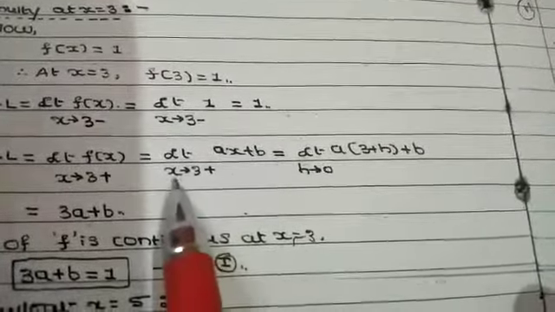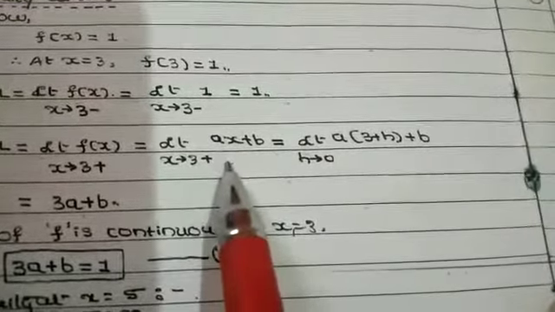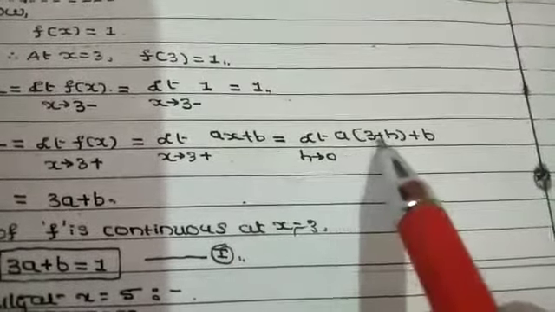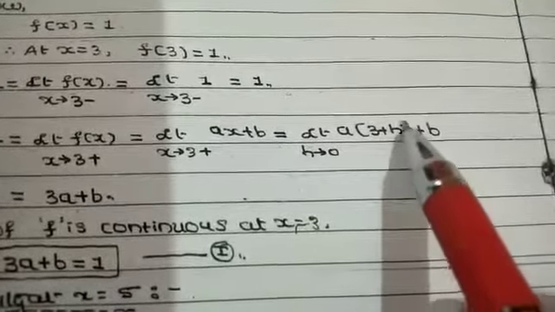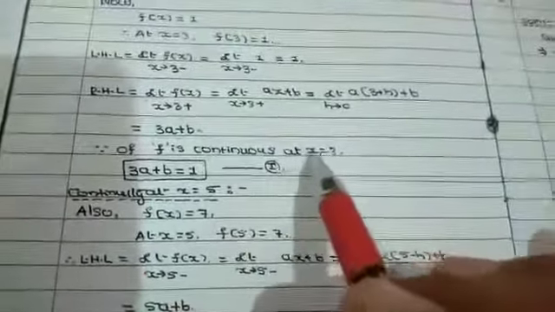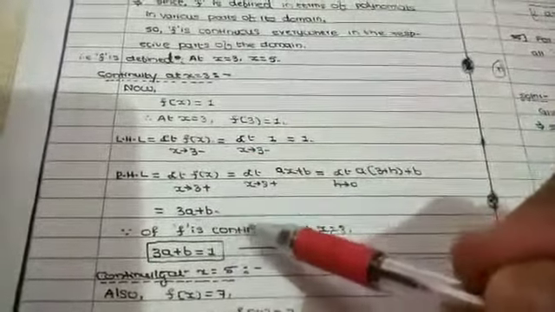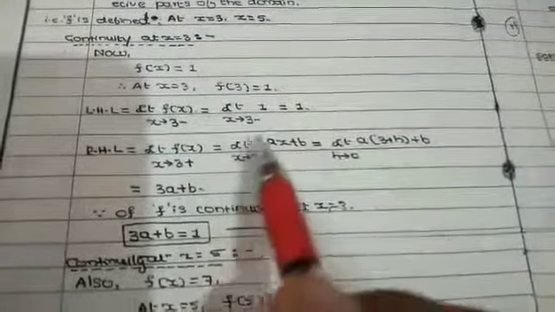Here x value is there. For that purpose we have to consider h tends to 0. H tends to 0 means x tends to 3 plus h. So in place of x you have to write 3 plus h, remaining equation as it is. Ax plus b means a into 3 plus h plus b. If h becomes 0 we will get a into 3 plus b, that is 3a plus b. Because the function is continuous at the point x equals 3, at the given point the LHL, RHL and the function value, all three must be equal. So 3a plus b is equal to 1.